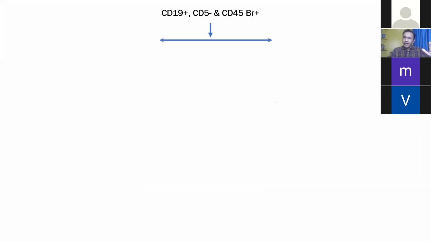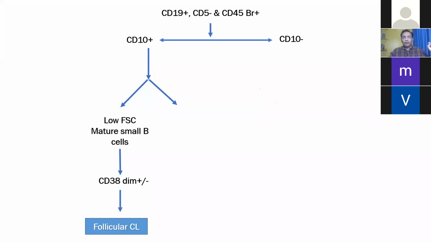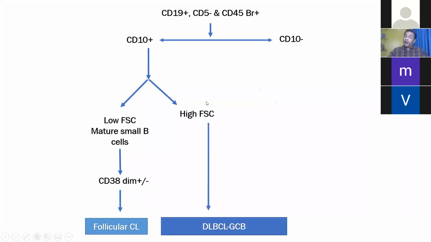Now, if you have CD5 negative, then what is the next marker we look for in classification? It is CD10. If CD10 is positive and forward scatter is low, because remember forward scatter indicates size, so small size indicates small cells, and if CD38 is dim to negative, it usually goes with follicular lymphoma. So follicular lymphoma is small cells and CD10 positive, even if CD10 is weak, very weak to negative, or heterogeneous. But if you have high forward scatter, indicating large cells, that indicates large B cell lymphoma, which correlates with DLBCL. And CD10 positive DLBCL usually means germinal center B cell lymphoma.